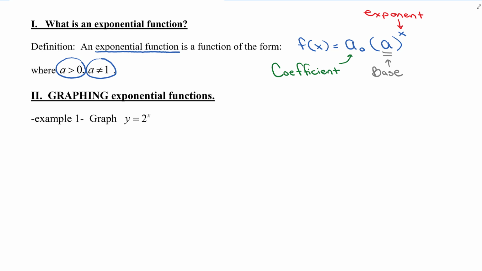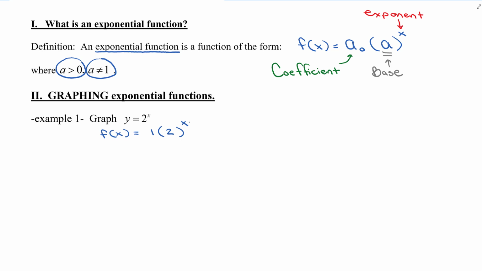2. Graphing exponential functions. Example 1. Graph y equals 2 raised to the x power. I'm going to rewrite this so you can see the coefficient in this example. I'm going to rewrite it as f of x equals 1 times, open up a set of parentheses, 2, close the parentheses, and then raised to the x power.